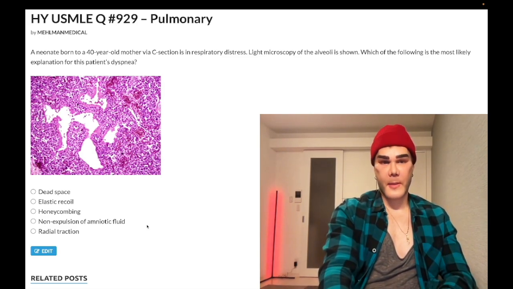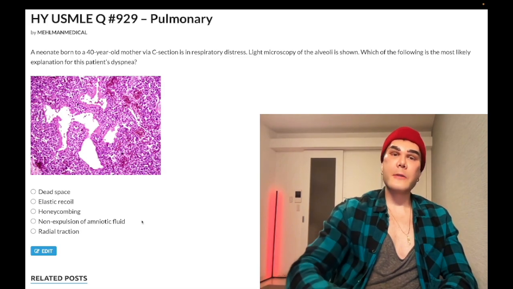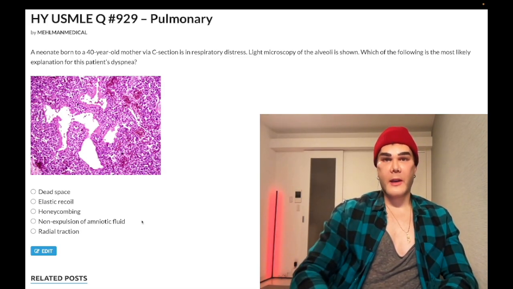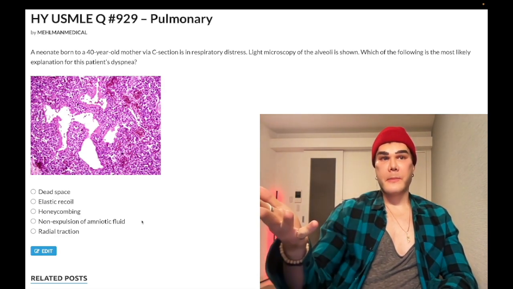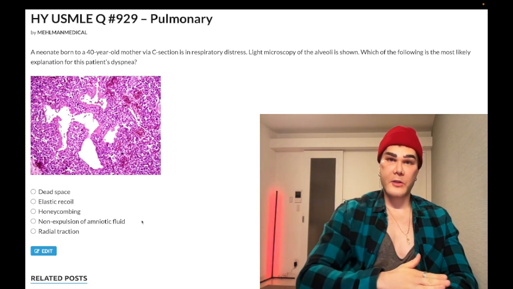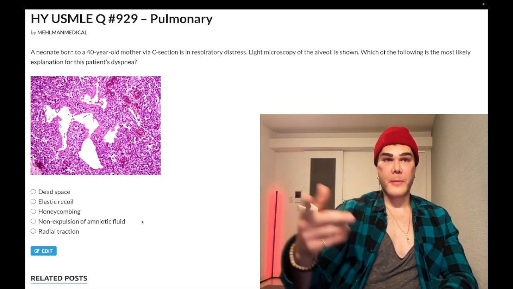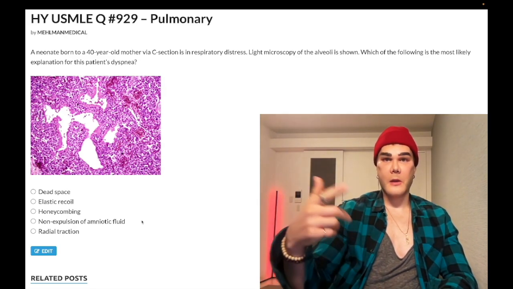Choice D, non-expulsion of amniotic fluid from the lungs, wrong answer. This refers to TTN, transient tachypnea of the newborn, which is a 2CK diagnosis. They're going to give you a vignette that sounds exactly like NRDS. It'll be a kid who's in respiratory distress, but you'll notice he's term, not preterm. NRDS is usually under 34 weeks gestation, but they'll just give you a neonate in respiratory distress, and you're like, oh shit, but he's 39 weeks though, so it can't be NRDS.